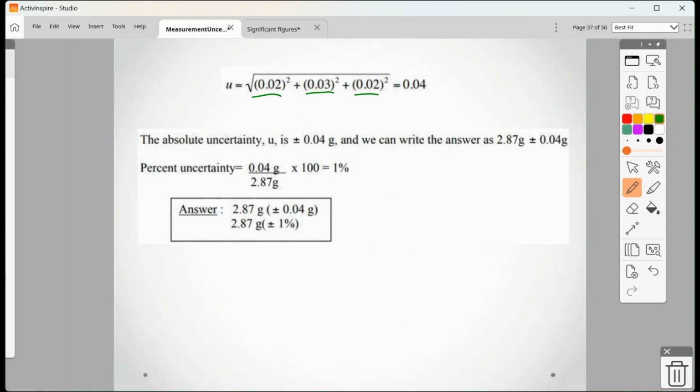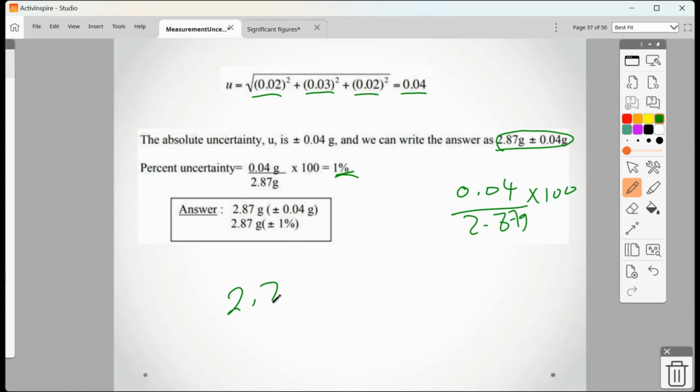So the final answer would be 2.87 gram plus or minus 0.04 gram. Can I change this to percentage uncertainty? Yes. How? Divide these two values. So 0.04 divided by 2.87 gram multiplied by 100. And this will give 1%. So the final answer expressed in percentage uncertainty would be 2.87 plus or minus 1%.